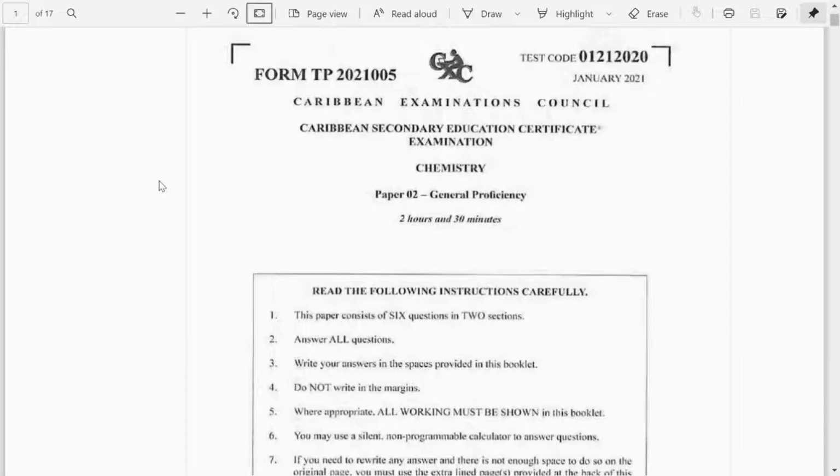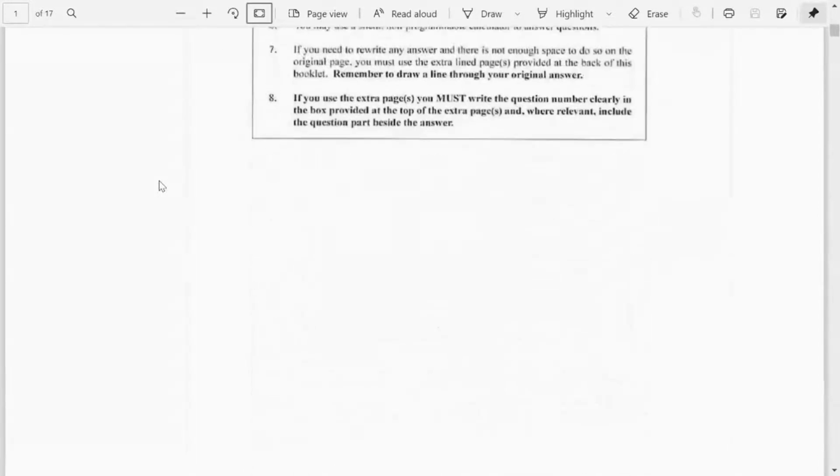So today we'll be doing a CSEC past paper question, and this is from this year, January, right? Alright, so let's get into it.